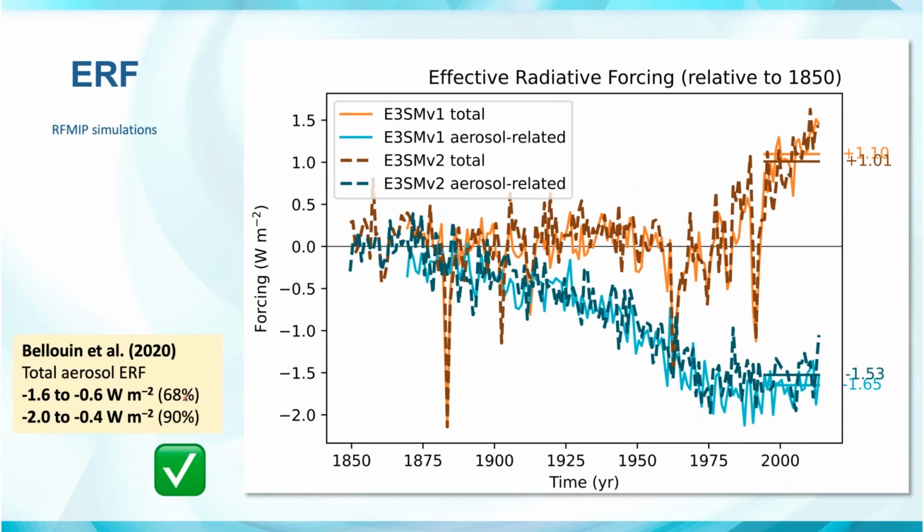Now moving on to the effective radiative forcing, we did RFMIP simulations to compute both the total forcing and the aerosol-related forcing, comparing V2 and V1. For the aerosol forcing, the magnitude went down a little bit from minus 1.65 to minus 1.53. We tried to get that even lower, but at the end we couldn't. There were some late changes that came in that actually made it larger again. But we still ended up a little bit smaller than it was in V1.